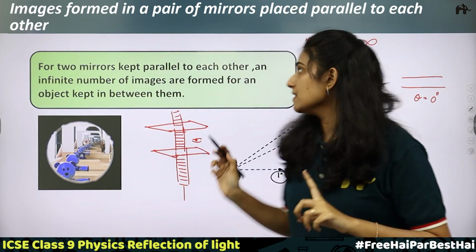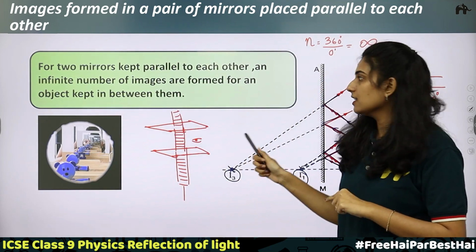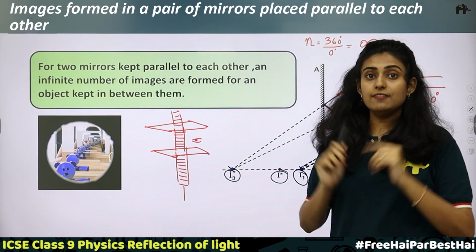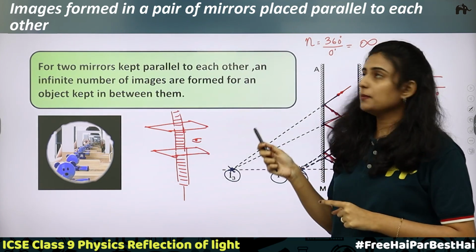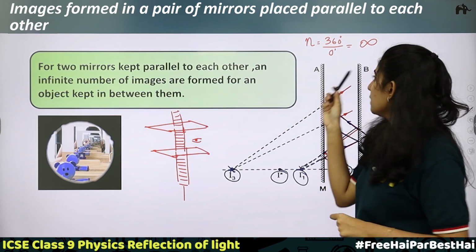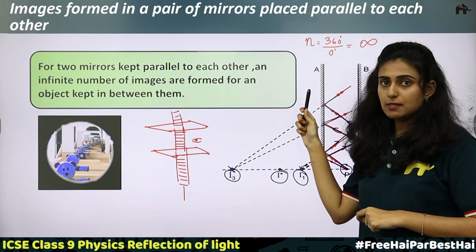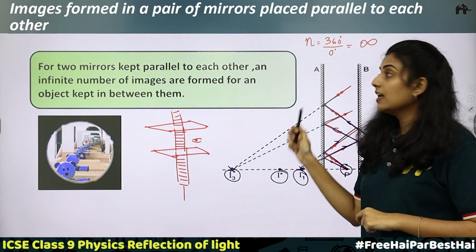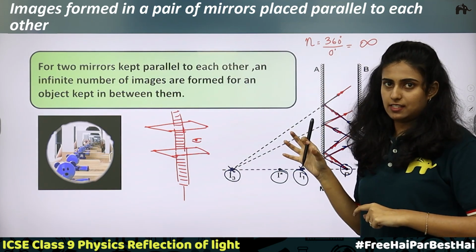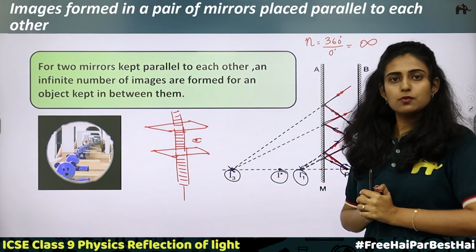So this is the case when the mirrors are held parallel to each other. Infinite number of images are found because 360 degree divided by 0 is infinity. We are not able to see this many images. Why? Because the brightness will be decreasing and only up to a few images we will be able to see.